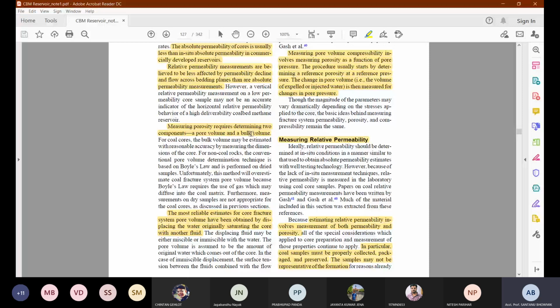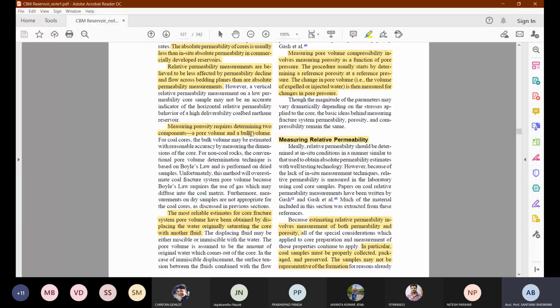I'll show you in the subsequent discussions. Globally, there is a helium pycnometry method. Pycnometry is the technique by which you allow the helium gas, the purest helium gas, 99.999% purity. Helium has a very low kinetic diameter of 26 nanometer. 1 nanometer is 10 to the minus 9 meter.